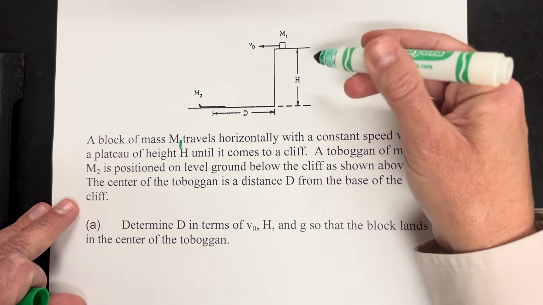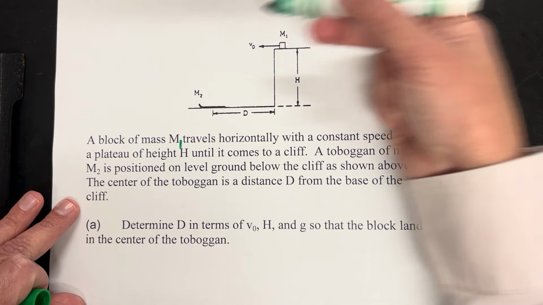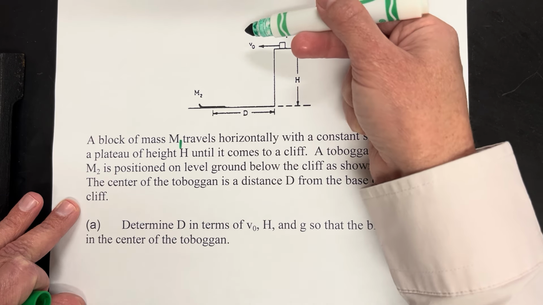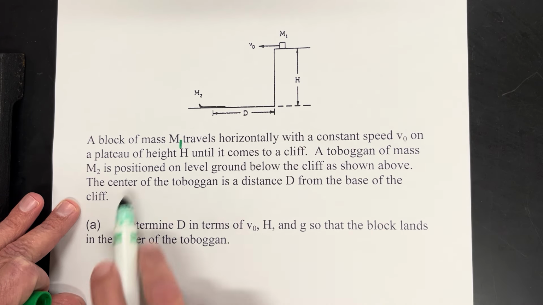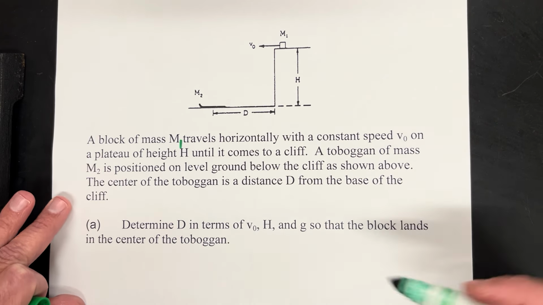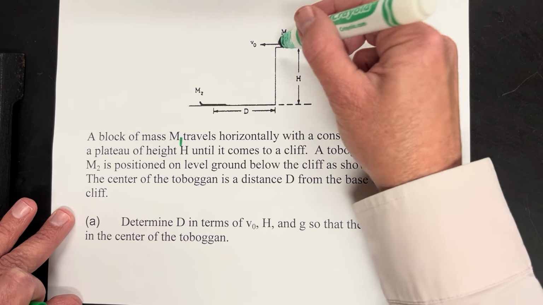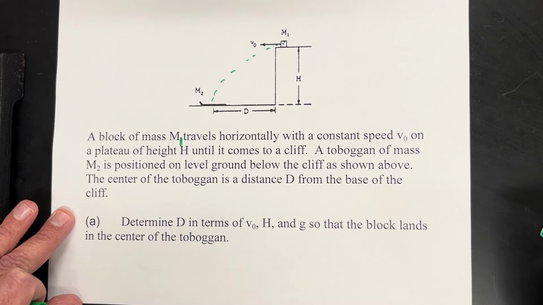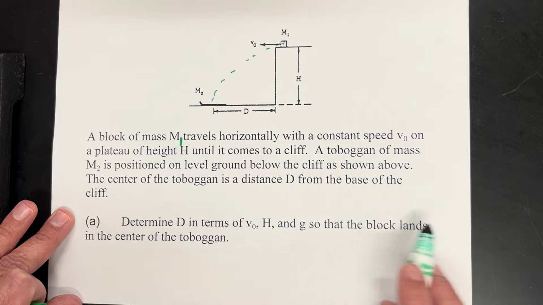A block of mass M1 travels horizontally with a speed V0 on a plateau of height H until it comes to a cliff. A toboggan of mass M2 is positioned on the level ground below, as shown above. The center of the toboggan is a distance d away from the base of the cliff. So determine this distance d. The block's going to go like that. It's a horizontal projectile. Determine that distance d in terms of v0, h, and g so that the block lands in the center of the toboggan there.